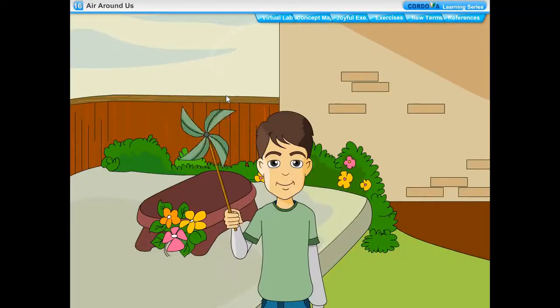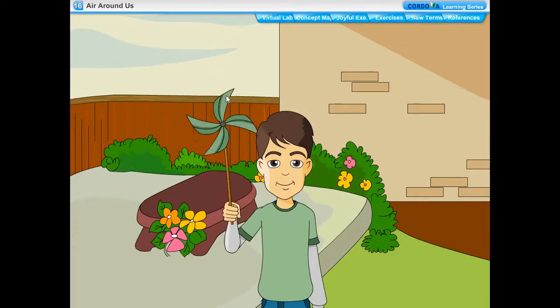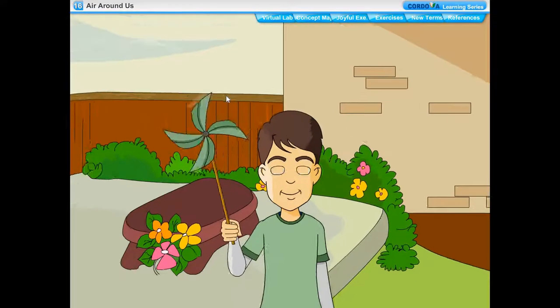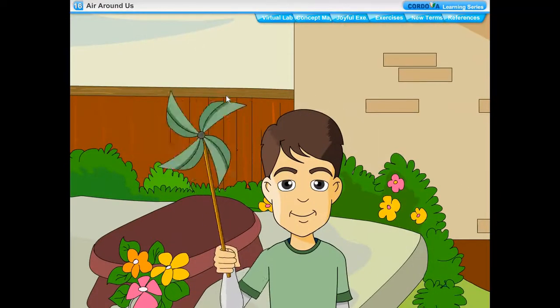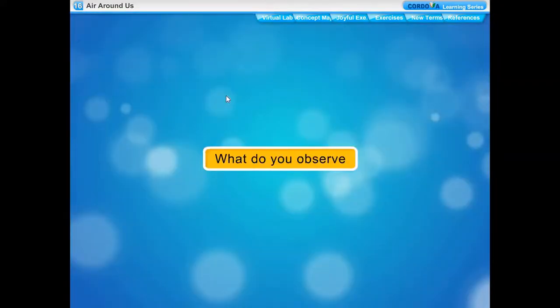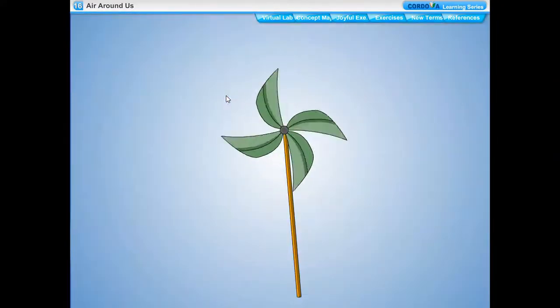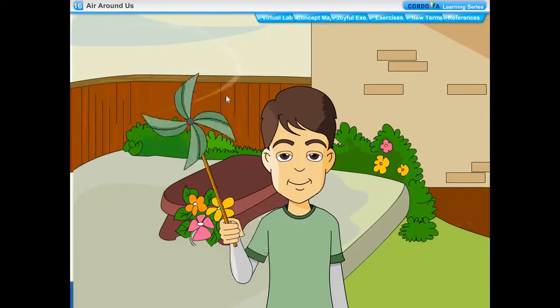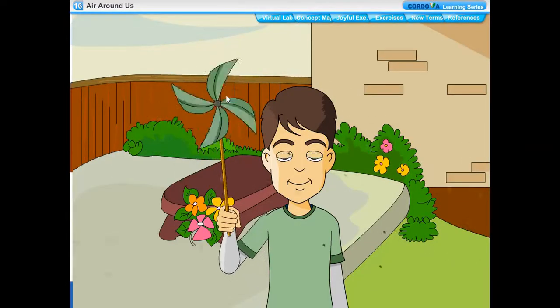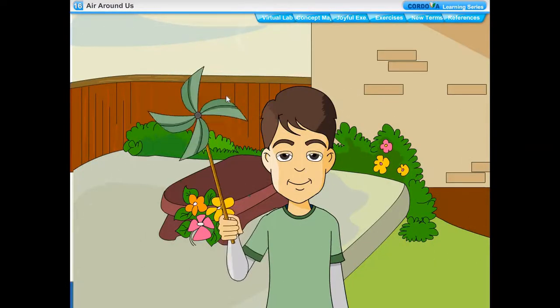Hold the stick of the pinwheel and place it in different directions in the open. Move the pinwheel back and forth. What do you observe? The blades of the pinwheel start rotating. We will also notice that the blades of the pinwheel rotate fast when there is a breeze blowing.